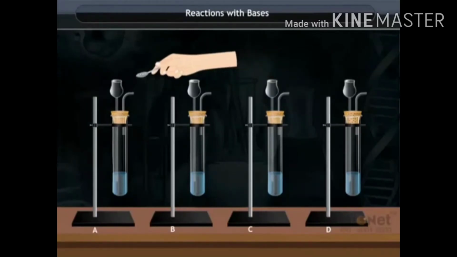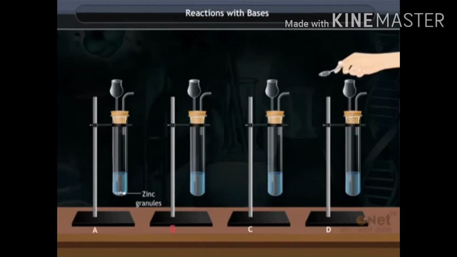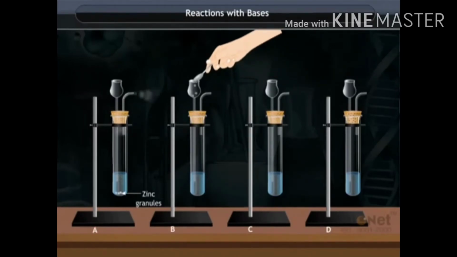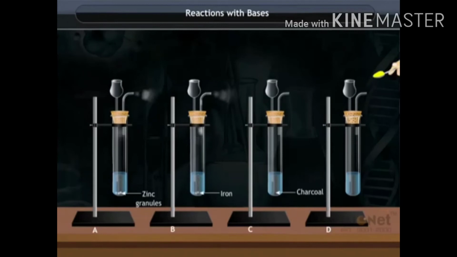Add small pieces of metals, aluminium and zinc granules in test tube A and B, charcoal and sulfur in test tubes C and D respectively. You will observe that in test tubes A and B, gases are formed, while in test tubes C and D, no gas is formed. We know that zinc and aluminium are metals, whereas charcoal and sulfur are non-metals.